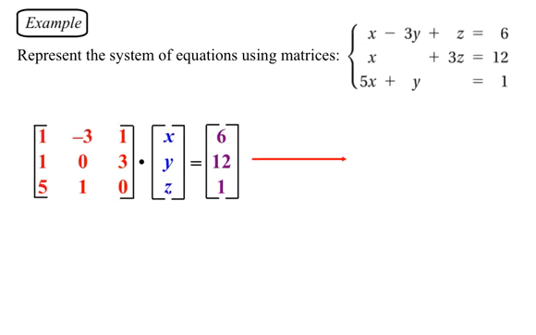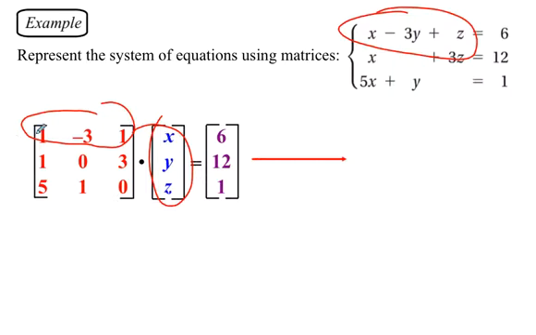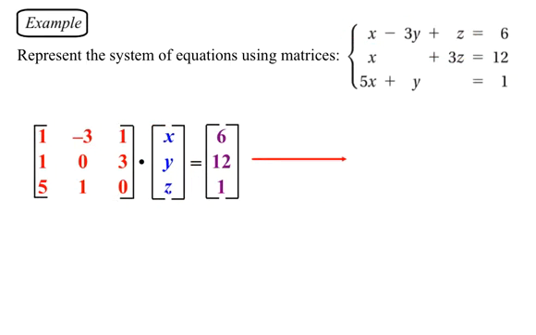Now recall, if we do matrix multiplication, if we take row 1 and multiply that by this column, that will give us this equation right here. If we take 1 times x minus 3 times y plus 1 times z, and that's equal to 6, that is actually our first equation there. So just a little review for you on matrix multiplication.